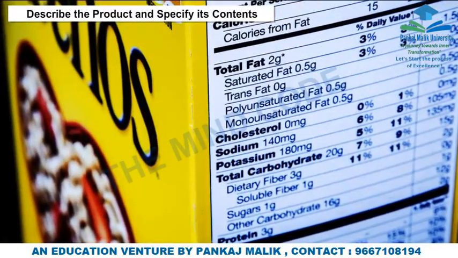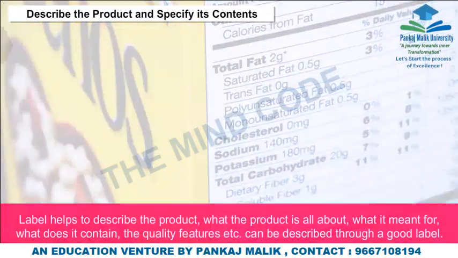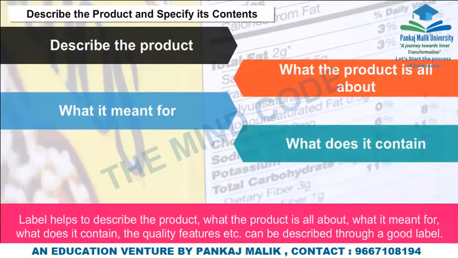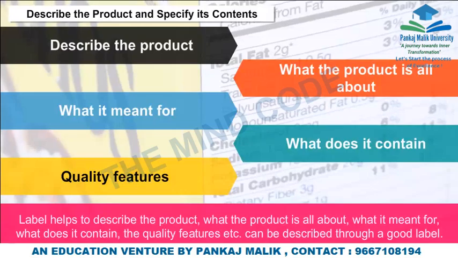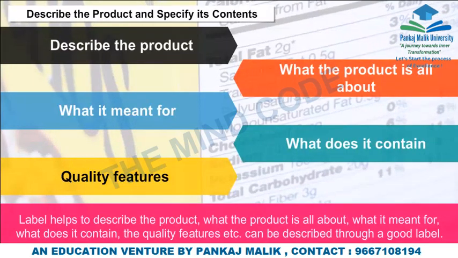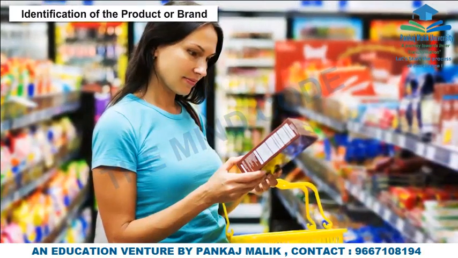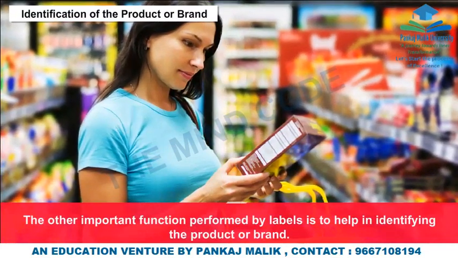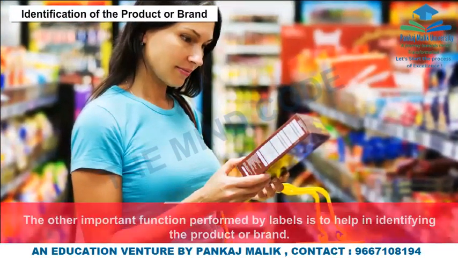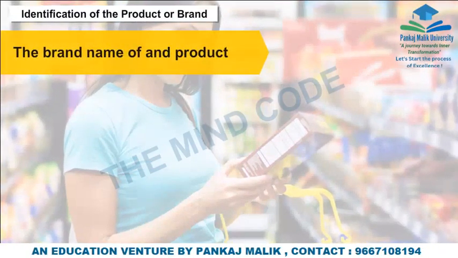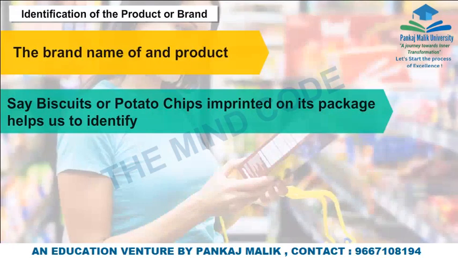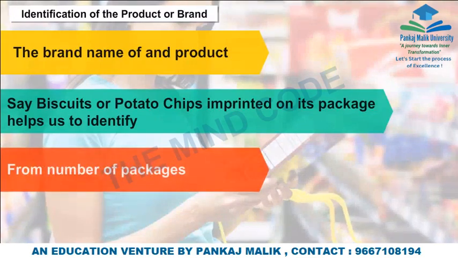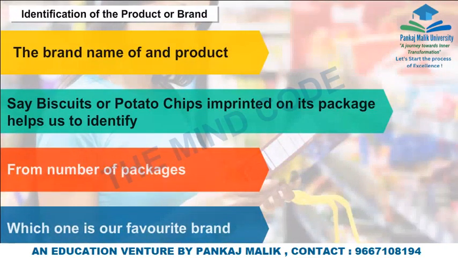Describe the product and specify its contents. Label helps to describe the product, what the product is all about, what it is meant for, what it contains, the quality features, etc. can be described through a good label. Identification of the product or brand. The other important function performed by labels is to help in identifying the product or brand. For example, the brand name of a product, say biscuits or potato chips, imprinted on its package helps us to identify, from a number of packages, which one is our favorite brand.